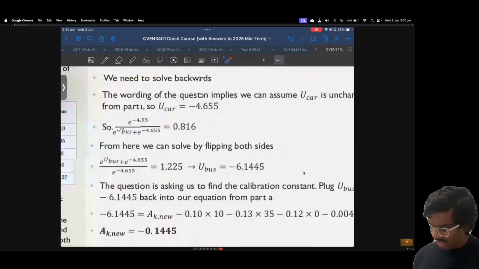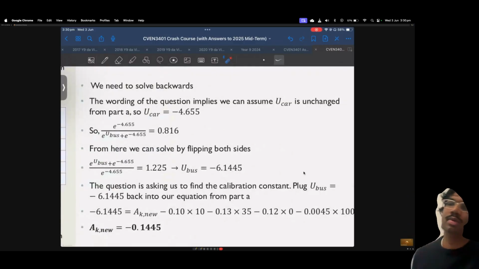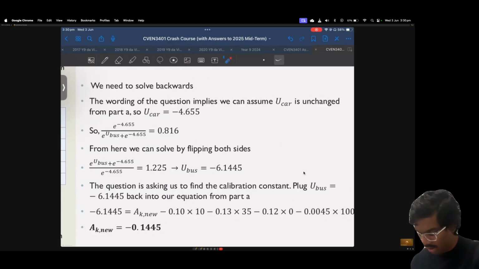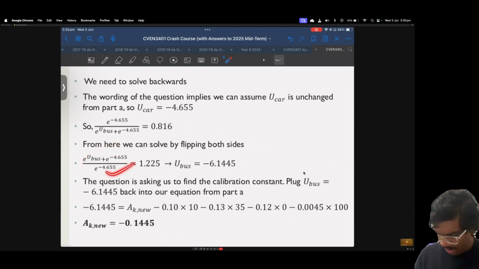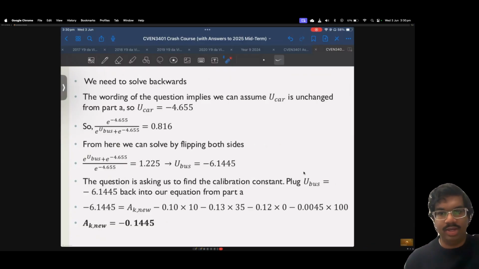Then it's literally just logs. It's literally just solving this equation. So you flip that, multiply that out, take that to the other side, and then take the log of both sides. I'm not going to go through how to do logs. I think you guys should know how to do logs.